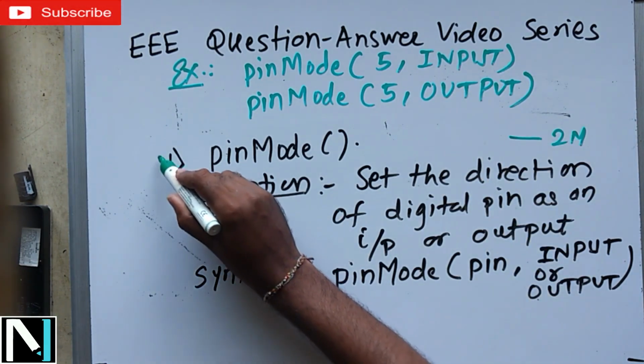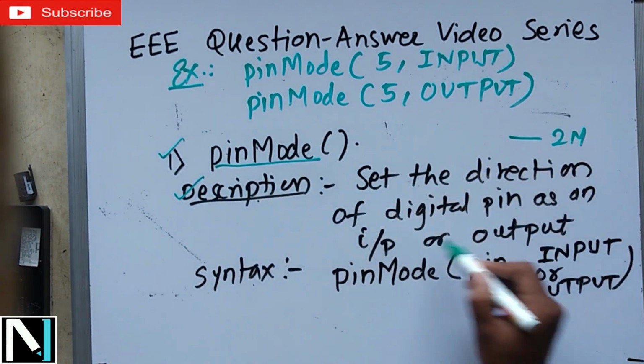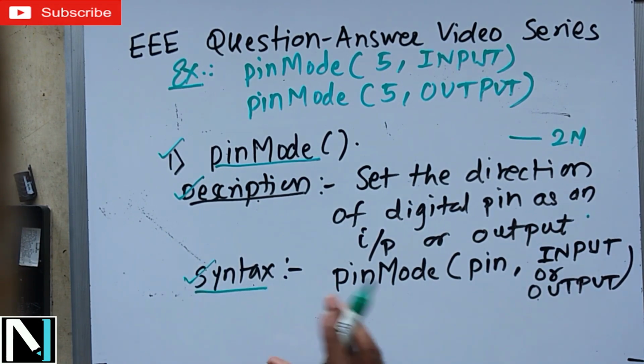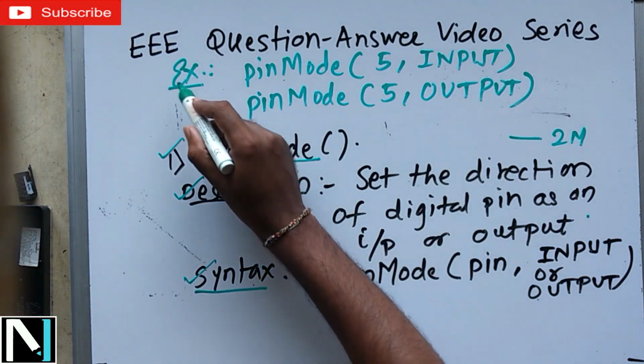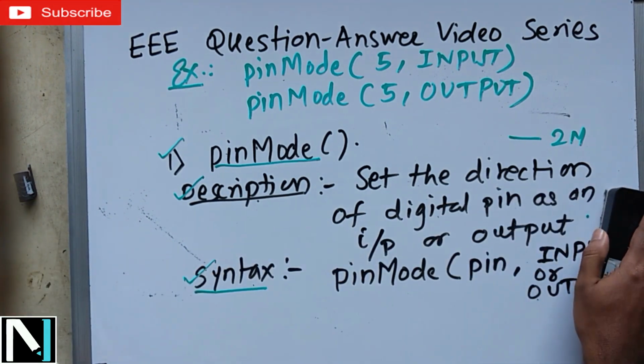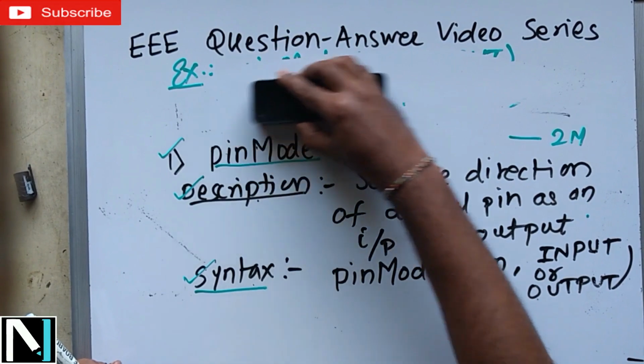So first, the name of the function; description, that means what function it will provide; the syntax, that means the proper format in which the function should be written; followed by the example. Now I will discuss the second digital output function. We'll keep the format as it is.